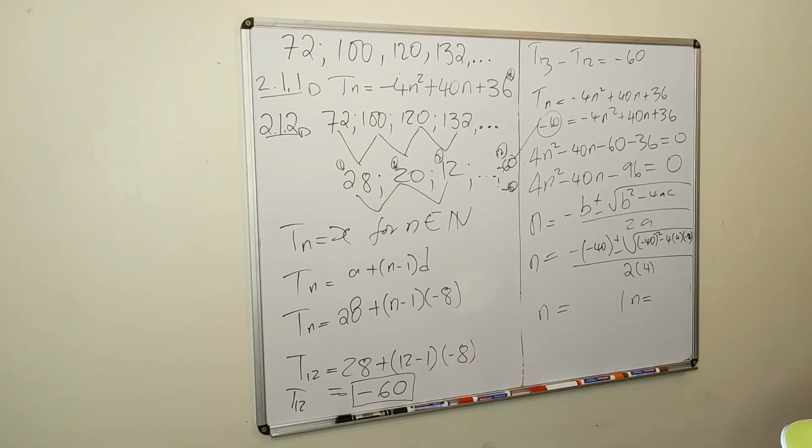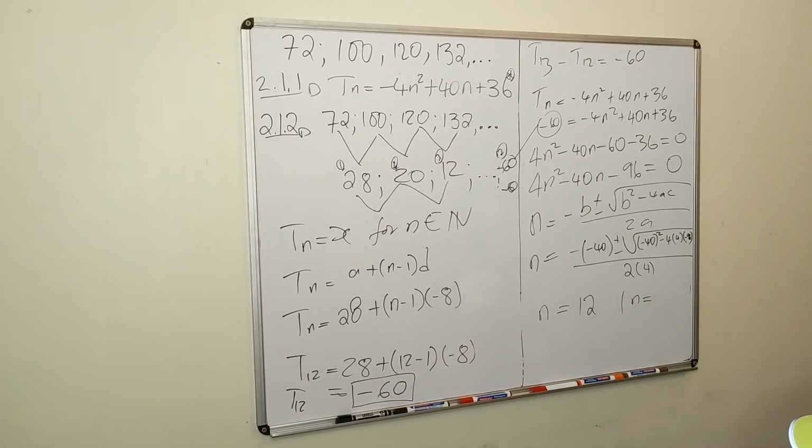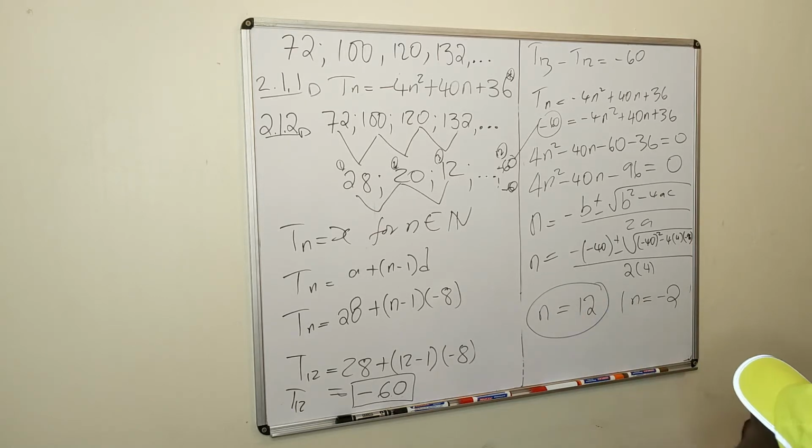Then you punch that in our calculator. Negative 40 plus the square root of negative 40 squared minus 4 times 4 times minus 96, all divided by 2 times 4. We get that the answer is 12, or the second one is minus 2. So we'll take this one here.